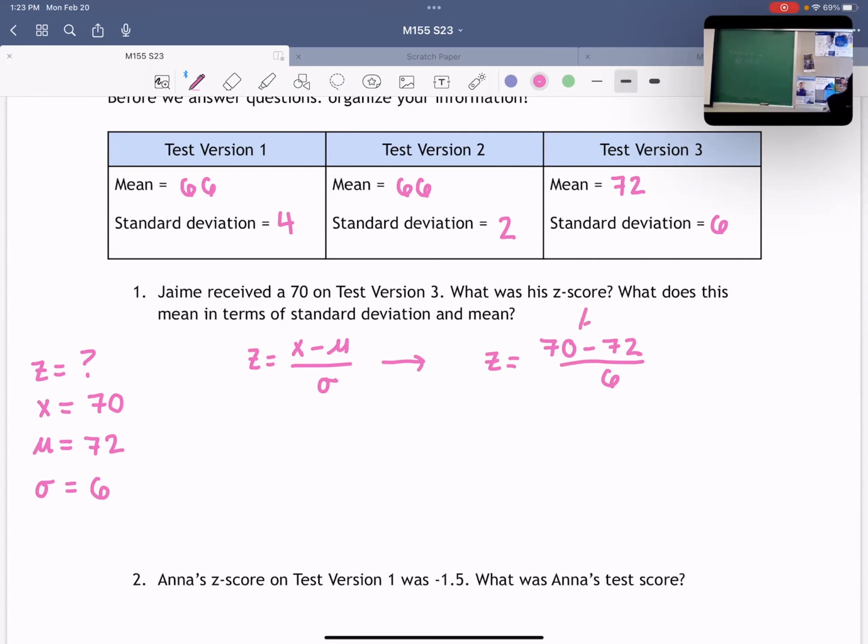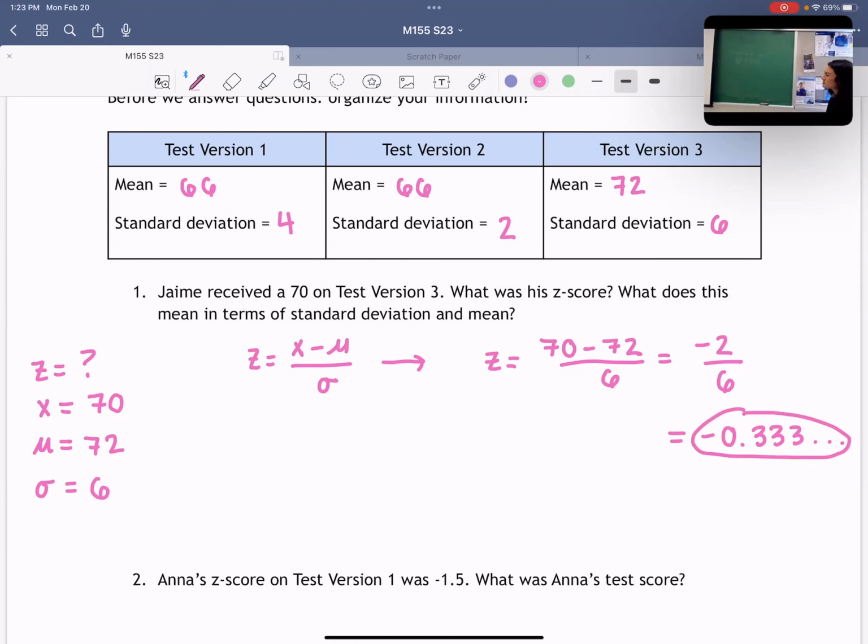All I have to do is just subtract the numbers and divide, right? So 70 minus 72 is -2. I always recommend doing each step and writing it down instead of doing the whole thing in your calculator, because I always mess up if I do that. And -2 divided by 6 is -0.333, right? Okay. So what we just did is we figured out the z-score, Jamie's z-score, okay?